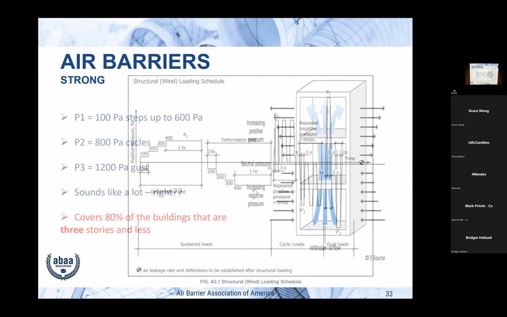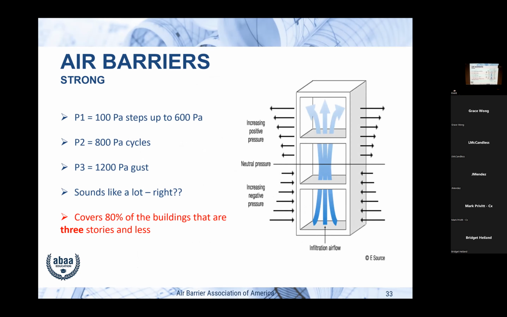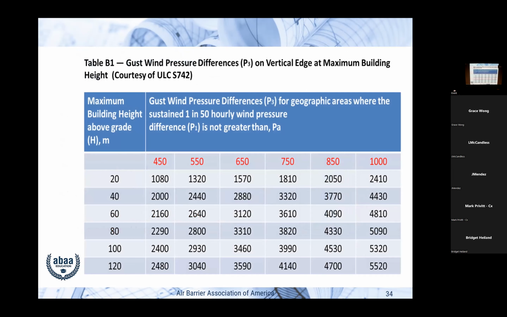I think I have a slide on it. There's the 80%, 3 stories. Okay, so let's go to Boston. The red is the 1 in 50 hourly wind pressure difference. And by the way, with climate change and everything, this is all being redone. There's a person working for the Department of Energy and for the codes. They're trying to determine not history, which we build our codes on today. What do we need in 2100?